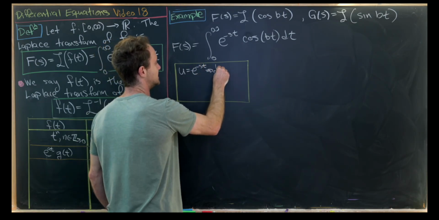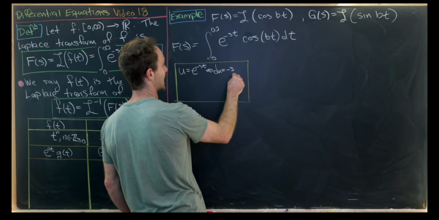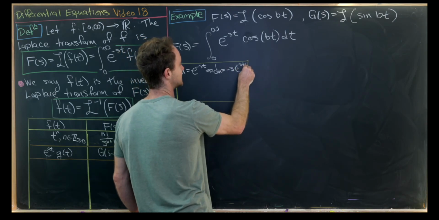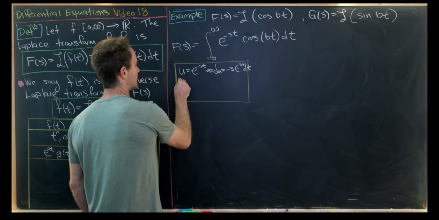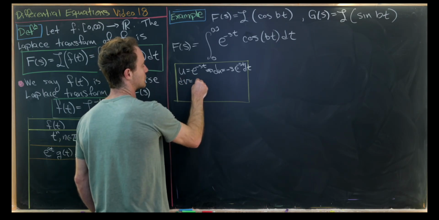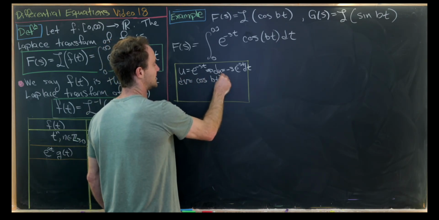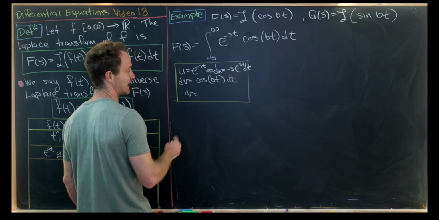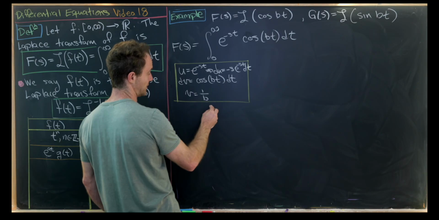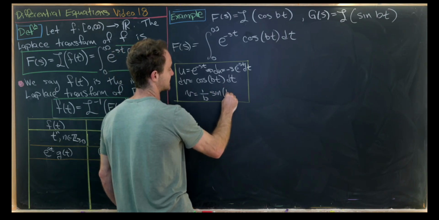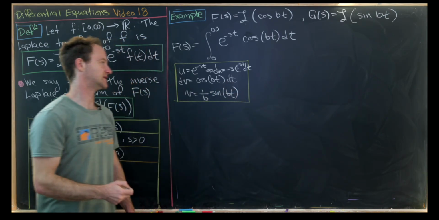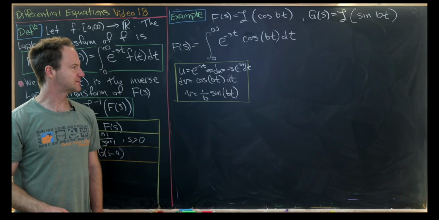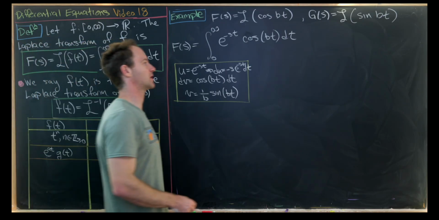So that tells us du is equal to minus s e to the minus st dt. And then we'll take dv to be equal to cosine of bt dt. That means v, by taking the antiderivative, is 1 over b times the sine of bt. Okay, so now let's put those into our integration by parts formula.